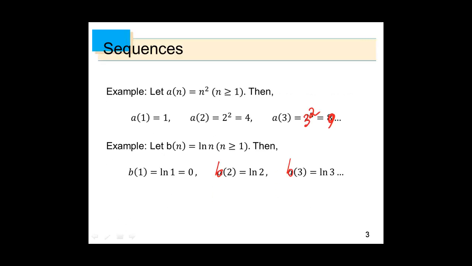All right, another example: a of n is n squared. And so a of 1 would be 1, a of 2 would be 4, a of 3 would be 9, and so on. It's 1 squared, 2 squared, 3 squared, 4 squared, 5 squared, and so on. My last example here is b of n is ln of n, okay? And what are the first few values of the sequence? b of 1 is ln of 1, which is 0. b of 2 is ln of 2. b of 3 is ln of 3, and so on.